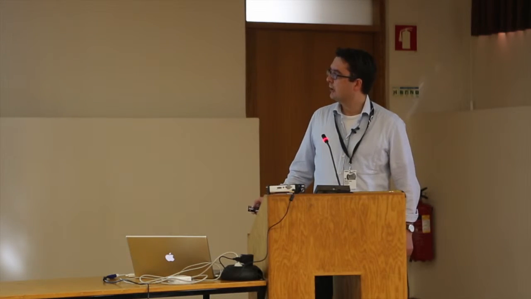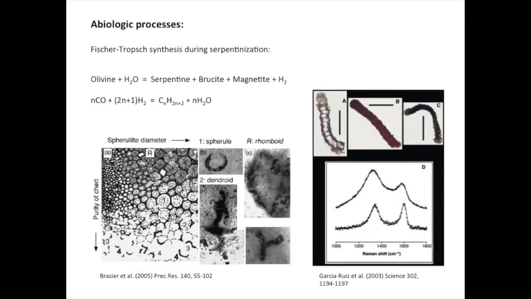This is a later paper of Brasier et al., where they show that Fischer-Tropsch type synthesis in such a system would generate organic material, and that organic material can then get trapped between nucleating and crystallizing quartz particles in this chert. And then you get all kinds of wiggly structures that ultimately look like microorganism filaments. And then a very important study by García-Ruiz et al. showed that you can just make this in the lab.